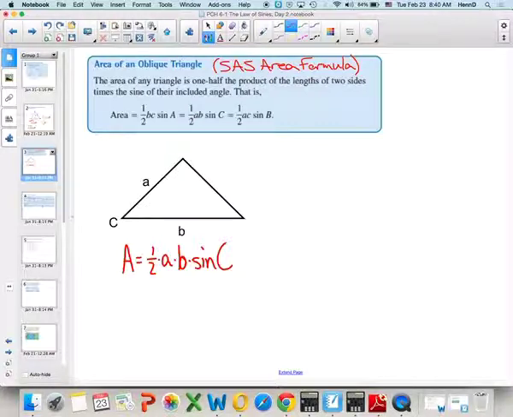Now, you can see up here there are different variations depending on which two sides and which angle you know, but they're all the same pattern. We have two sides with the angle between them. I found that 1/2 AB sine of angle C is the easiest for me to remember. Okay?